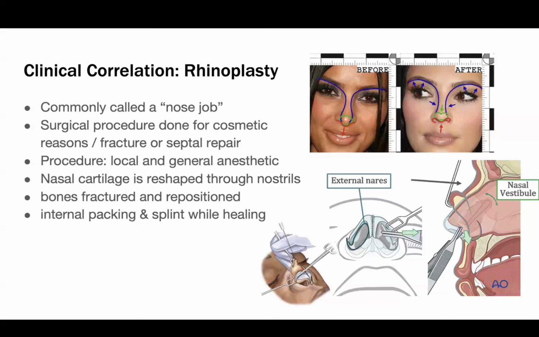This process can use local and general anesthetic, and the surgical procedure is gonna essentially make sure that nasal cartilage is reshaped. How are we accessing your nasal cartilages? We're typically accessing these through your external nares. Remember the outer nostrils? The external nares are gonna lead into the nasal vestibule.